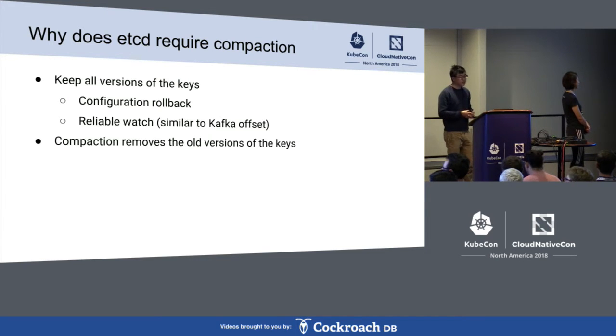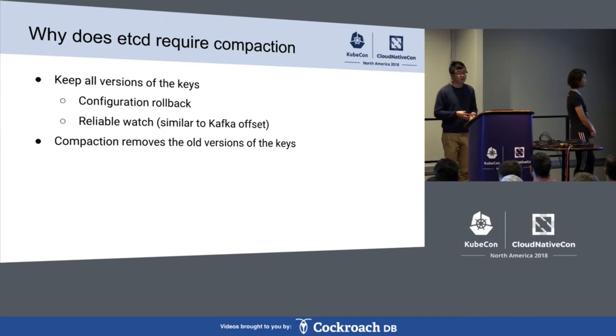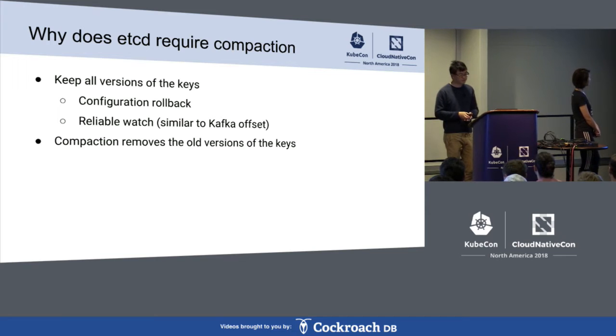But when we keep all the versions, if we don't do compaction, the database size will keep on growing and growing. It never shrinks, right? So compaction is to remove the old versions of keys. When you know those keys are not necessary anymore, you can compact them, and then etcd will start to delete them in the background. The delete will take some time, but it won't block any future writes. It's all done in the backend.